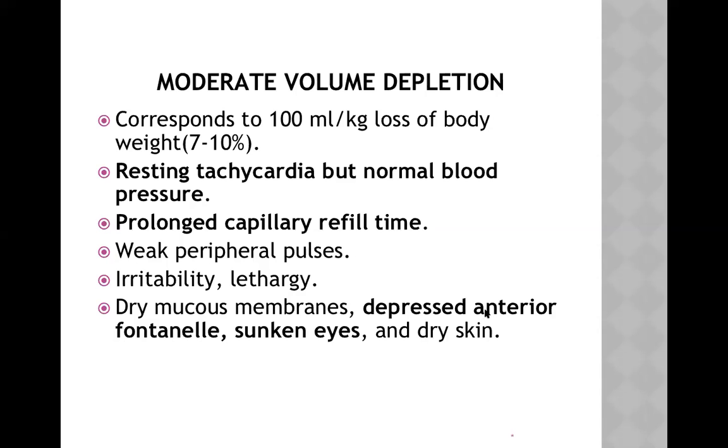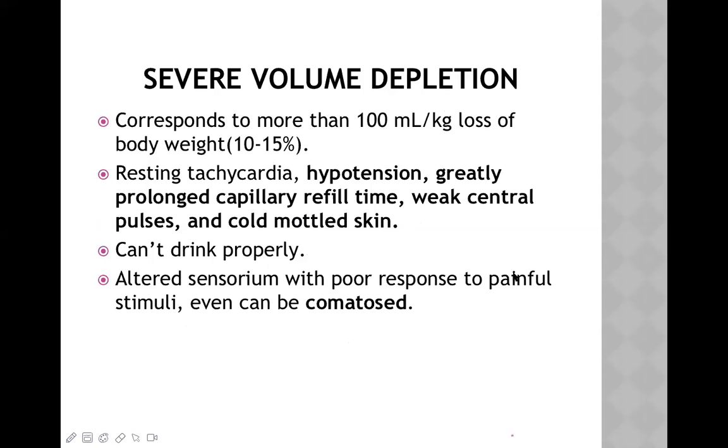There is a depressed anterior fontanelle. We already talked about this. There is a shrunken eyeball and dry skin. So these are the features of moderate volume depletion. Now, the last one is severe volume depletion, the most severe among them all. So let's talk about it. It corresponds to more than 100 ml per kg loss of body weight, approximately ranging from 10 to 15% loss of body weight, or that much percentage of the water is lost from the body.